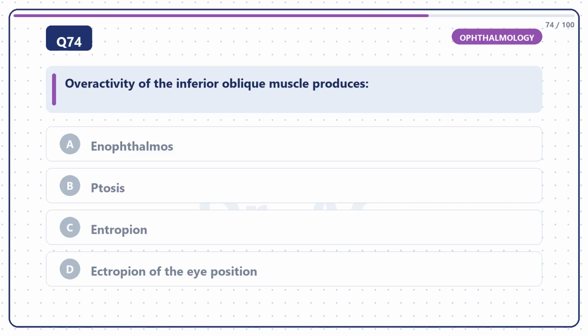Green. Question 74. Overactivity of the inferior oblique muscle produces: Option A. Enophthalmos. Option B. Ptosis. Option C. Entropion. Option D. Ectropion of the eye position.